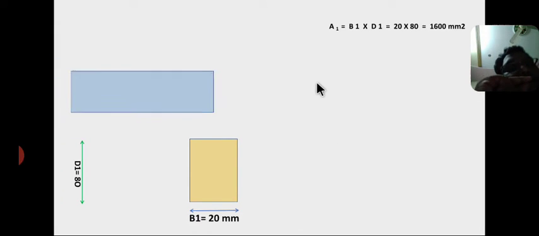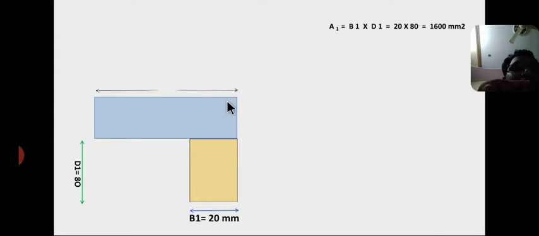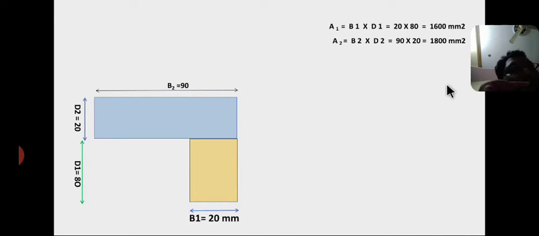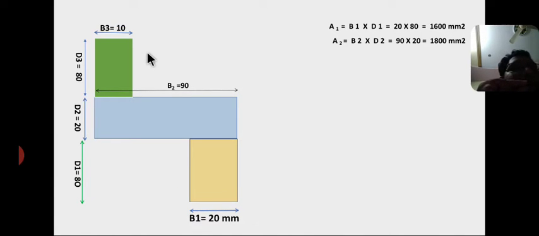Similarly area 2 equal to base 2, B2, into depth D2. That is area 2 equal to 90 by 20 mm, that is equal to 1800 mm square. Now A3 is the area of the top rectangle, base 3 equal to 10 mm and depth D3 equal to 80 mm. So A3 equal to B3 into D3 equal to 800 mm square.